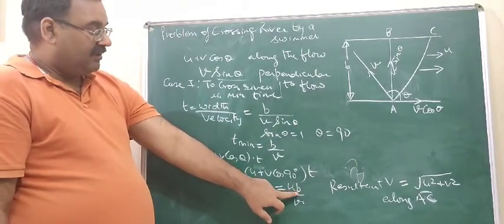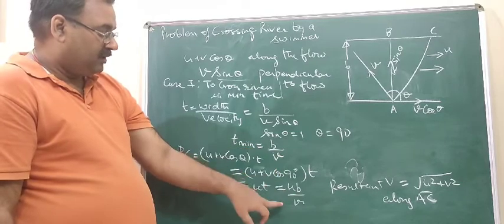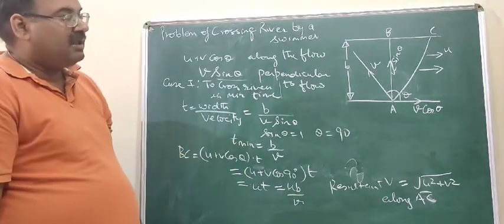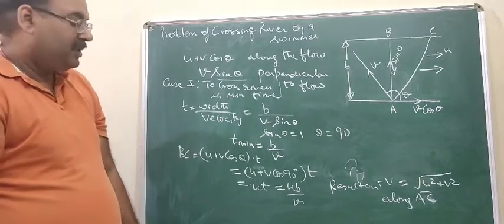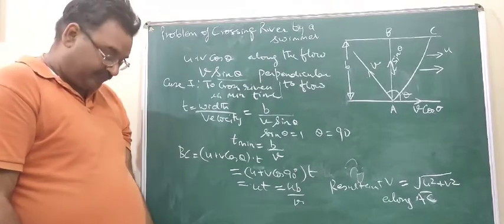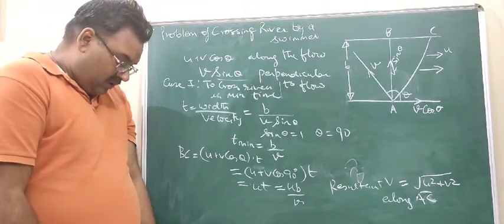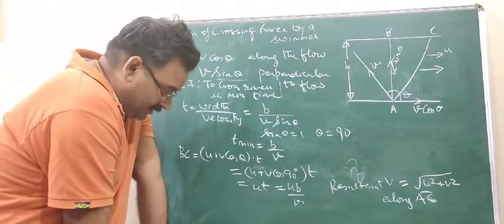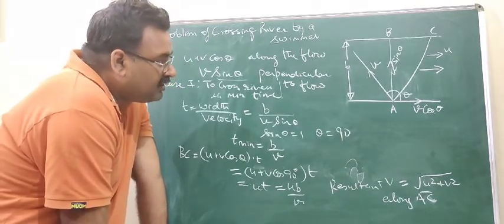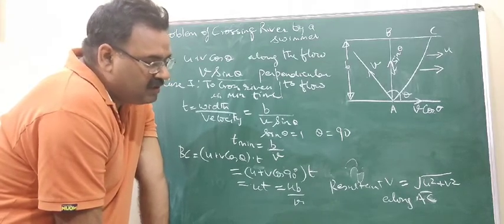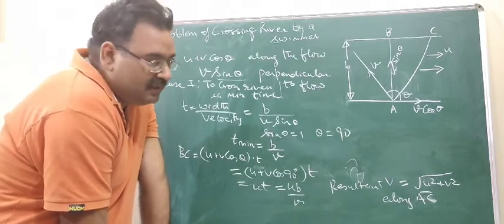Substituting the value of t as d upon v, we get the distance. So the distance BC is ud upon v; that is how far he will reach. The resultant velocity will be along AC. It will be given by the formula root u square plus v square.